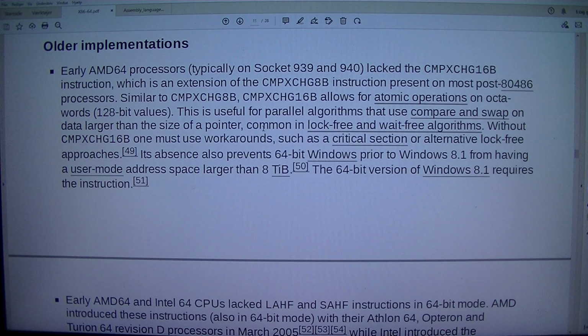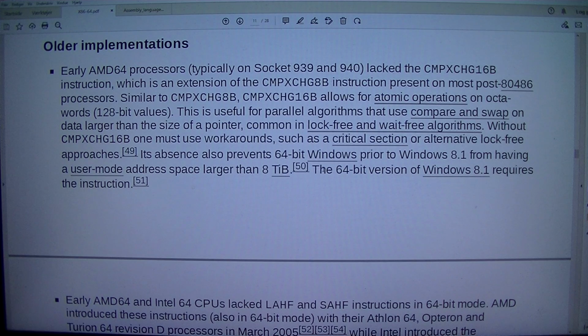This is useful for parallel algorithms that use compare and swap on data larger than the size of a pointer, common in lock-free and wait-free algorithms. Without CMPXCHG16B, one must use workarounds, such as a critical section or alternative lock-free approaches.